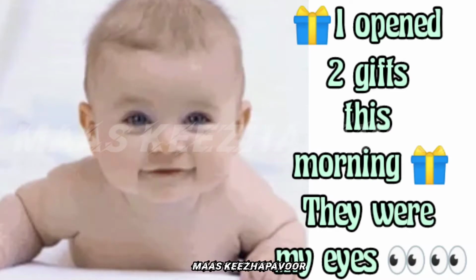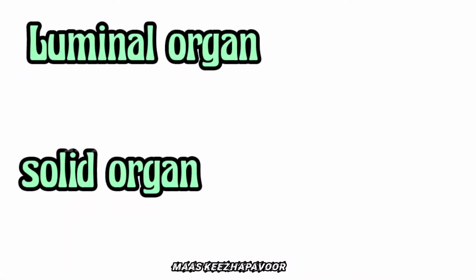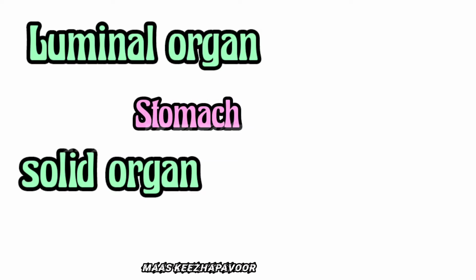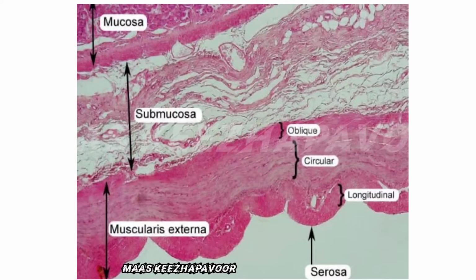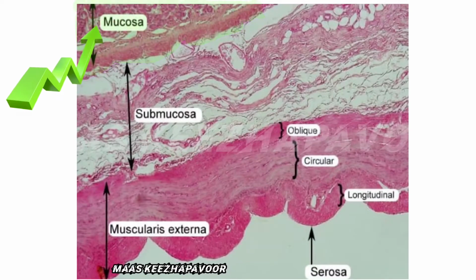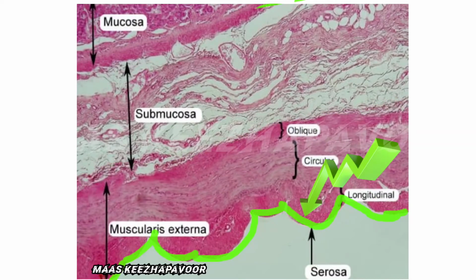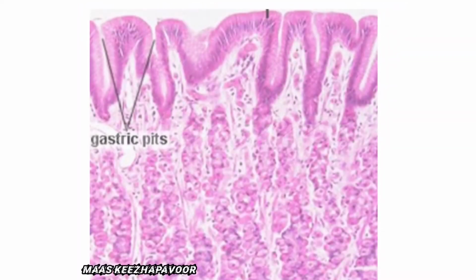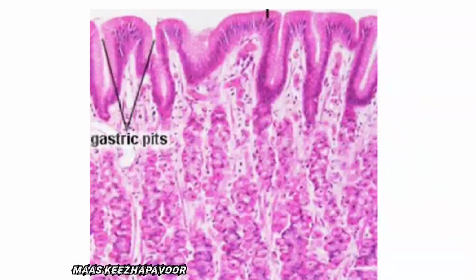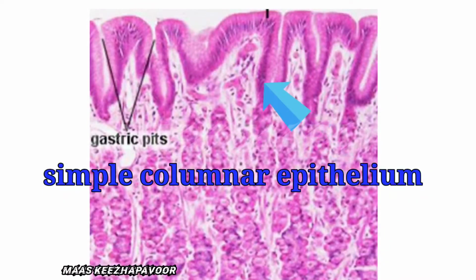They were my eyes. In this video, we are going to learn about the histology of one luminal organ, stomach, and one solid organ, pancreas. The body of stomach has mucus layer, submucous layer, muscular layer, and outer serous layer. The mucous layer is lined by simple columnar epithelium.